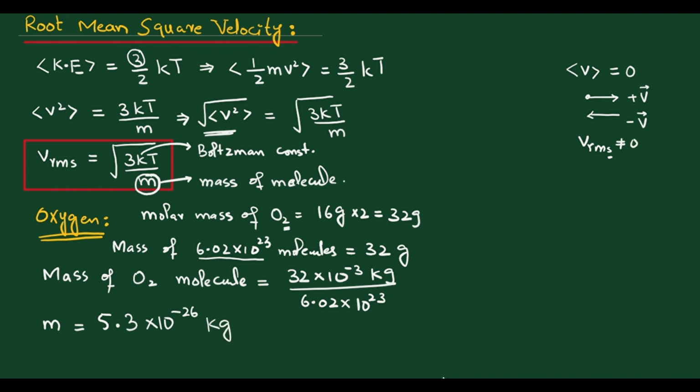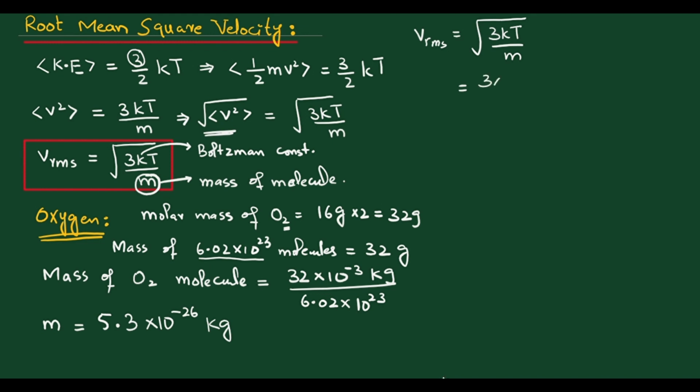Now we have to calculate the root mean square velocity. The root mean square velocity is the square root of 3kT by m, the mass of the molecule. Plug all the values into this equation: 3 multiplied by k, which is 1.38 times 10 raised to power minus 23, and temperature 273 Kelvin, because if we convert 0 degree centigrade into Kelvin, we get 273 Kelvin, and the mass of the molecule is 5.3 times 10 raised to power minus 26, all under the square root.